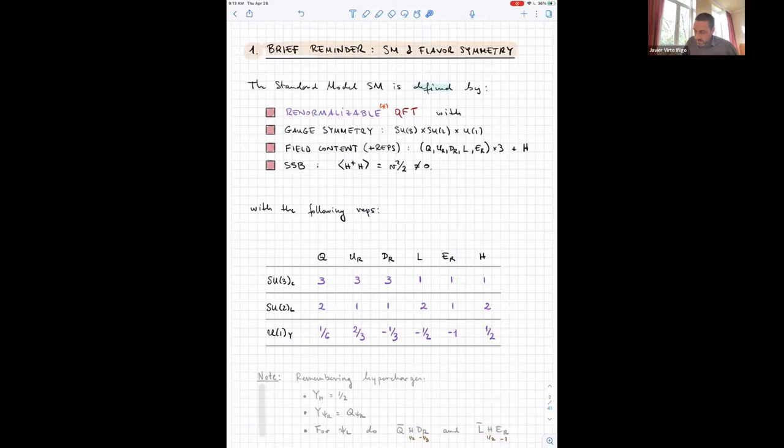You know this, okay? And then one has to specify also what are the matter fields, so the field content, and not only which are the matter fields, but also in which representations of this gauge group they live in. And very schematically, this is the field content of the standard model.